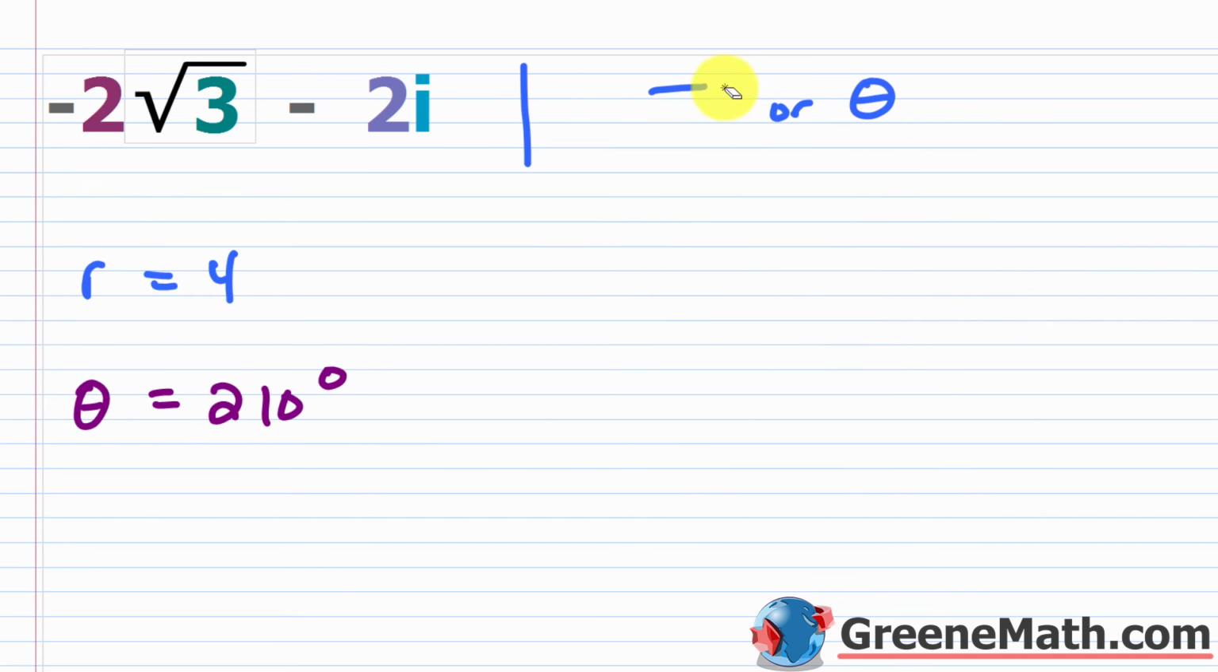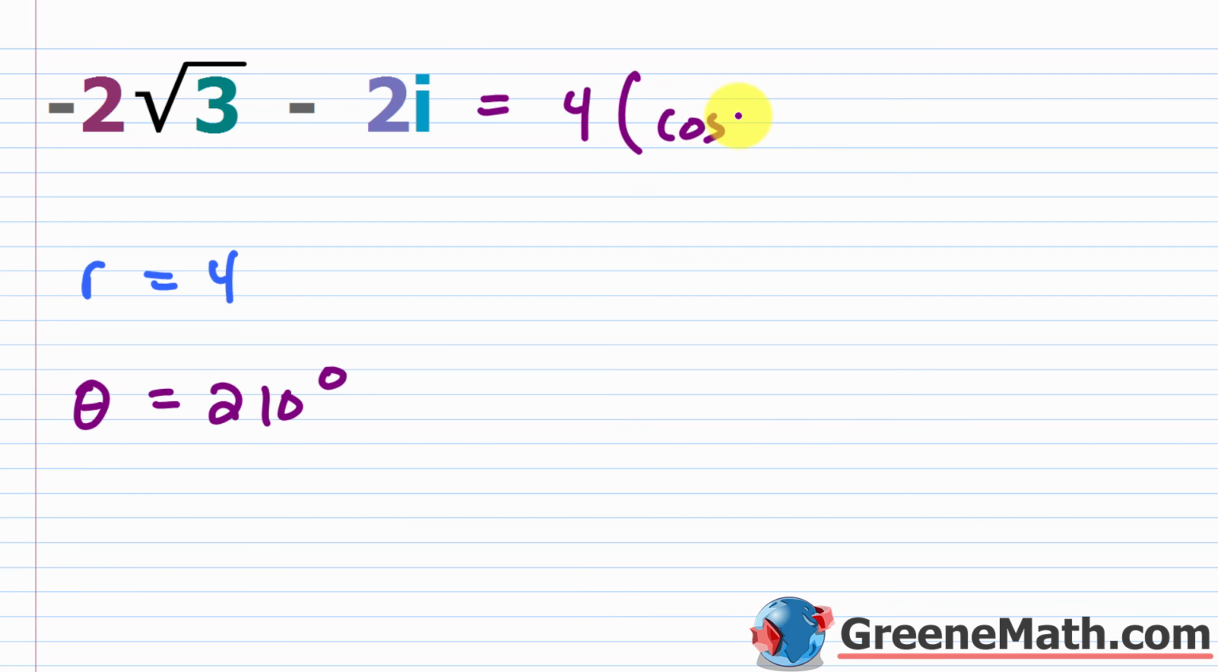So now that we have all the required information, I can just put equals. I'm going to take my r value, which is 4, and I'm going to multiply by, again, you have your cosine of this angle, 210 degrees, plus i times the sine of this angle, which is 210 degrees. So that's basically it. That's your polar form.